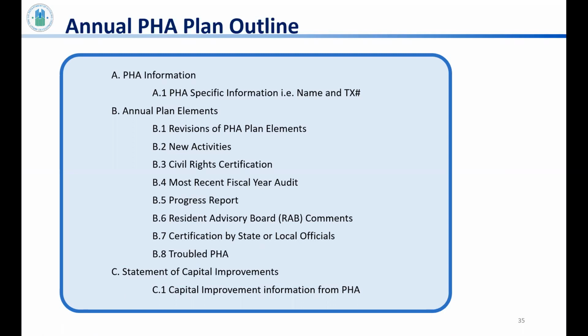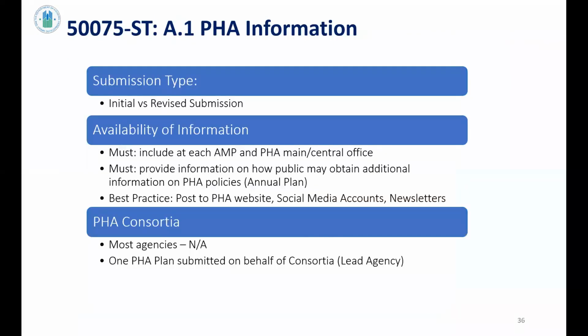So if you're a non-qualified PHA, I would listen up. Okay. So here we go. The first section, A1, PHA information, is very similar to the 5-year plan. It's very straightforward. Same information, more or less. It's just an initial, is this revised? A lot of stuff is the same as the other forms.